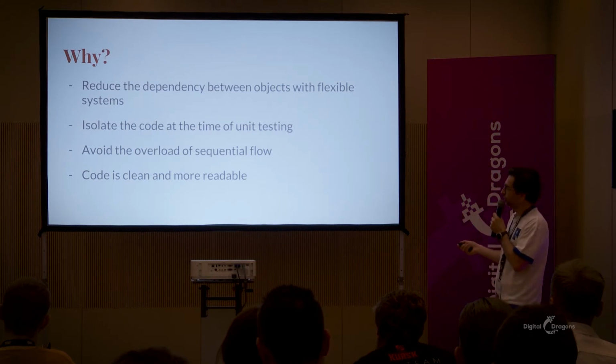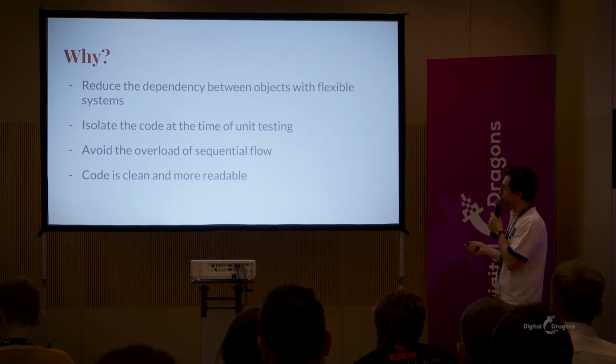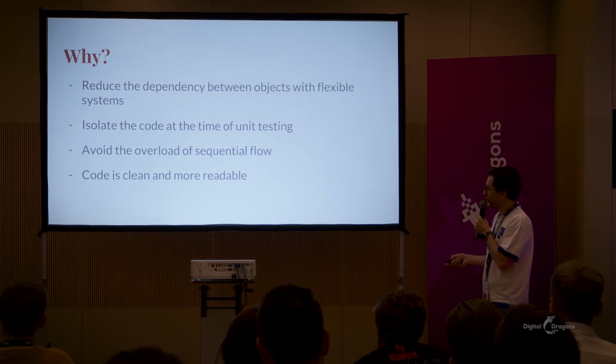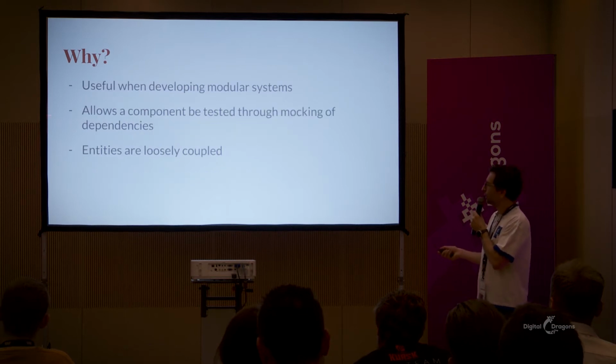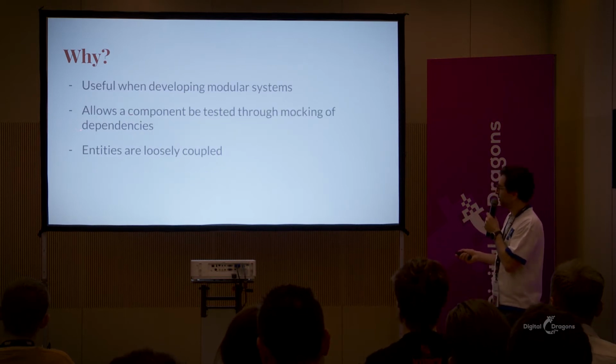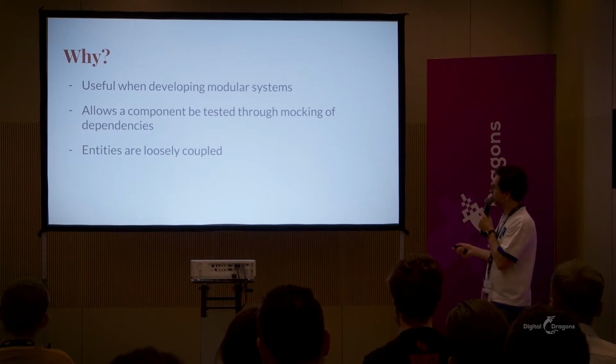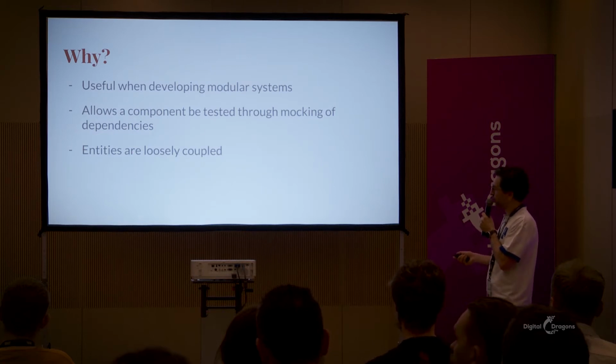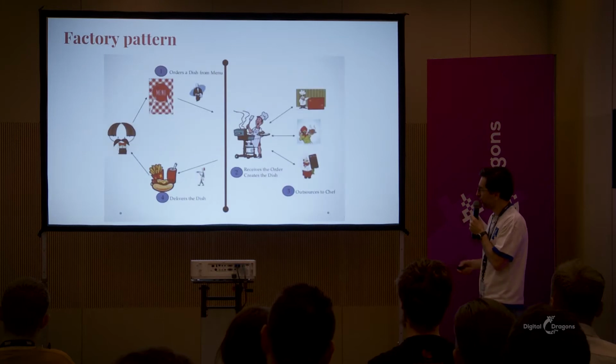Why is this useful? Because it reduces the dependency between objects with a flexible system. It isolates the code at the time of unit testing, avoids the overloads of sequential flow, and the code is clean and more readable. It's useful when developing modular systems, allows a component to be tested through mocking of dependencies, and the entities are loosely coupled.